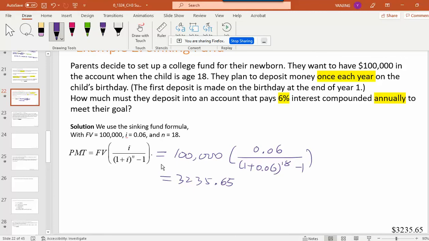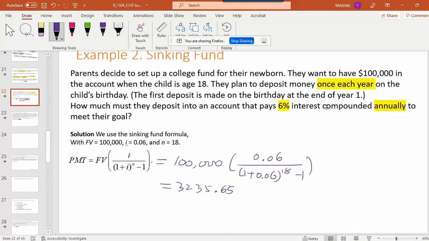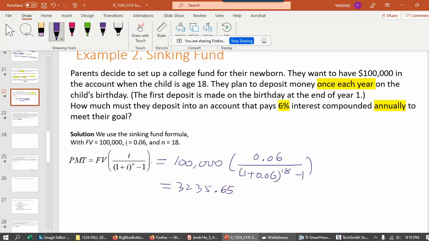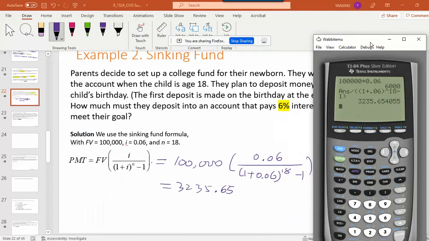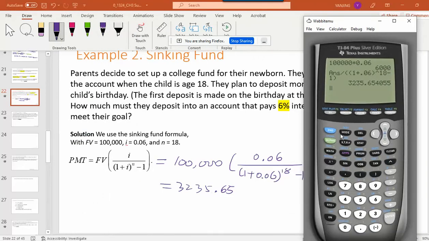All right, so that is how much you have to deposit each year in order to have 100,000 at the age of 18. The good news is, I said earlier, since this is an annuity, I can also use the app. So how do I use the app here?